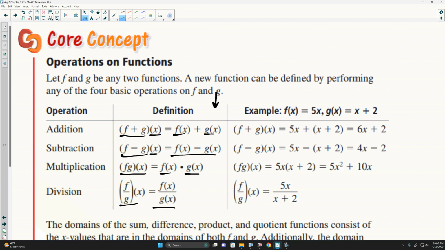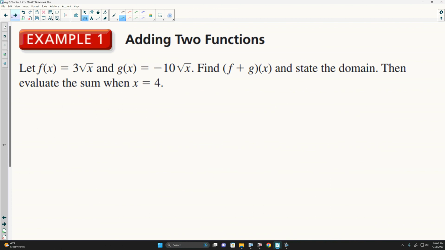Now for any of these, we're not going to be so much worried about the domain and range. We're just going to mainly focus on the operations themselves, because we're going to go through some examples here.